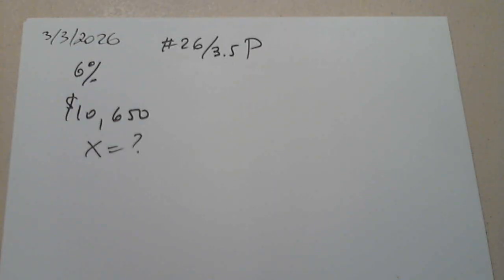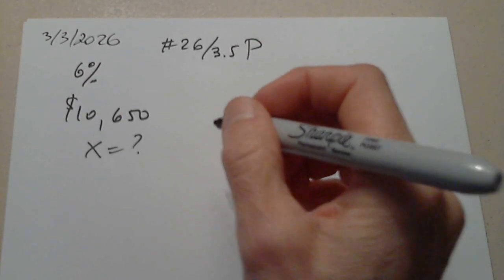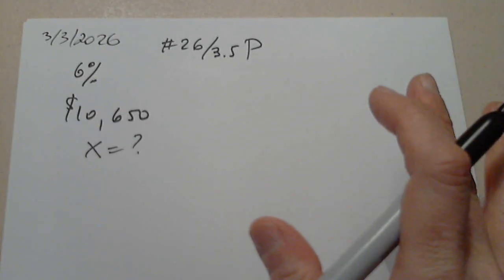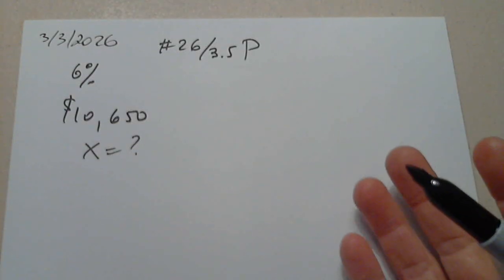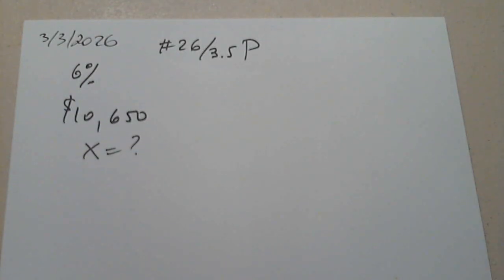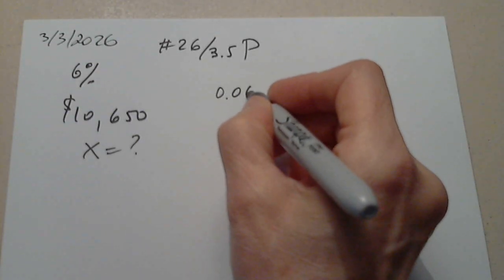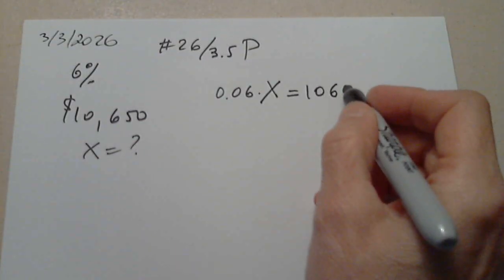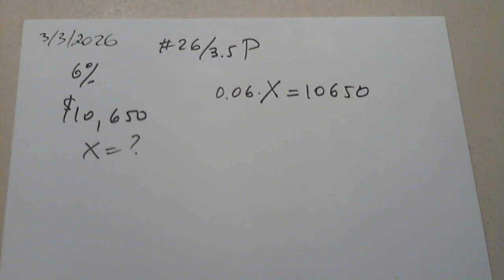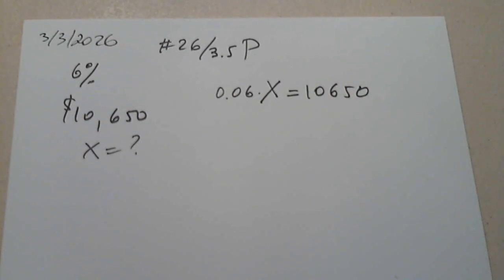$10,650 divided by 0.06. No, careful. I'm not saying it's wrong. I'm just saying let's think for a moment. We have to write an equation first and then divide. You're correct, but let's write the equation first. So 6% of the value of the home must equal 10,650. That's where Rachel got x equals this amount divided by 0.06.